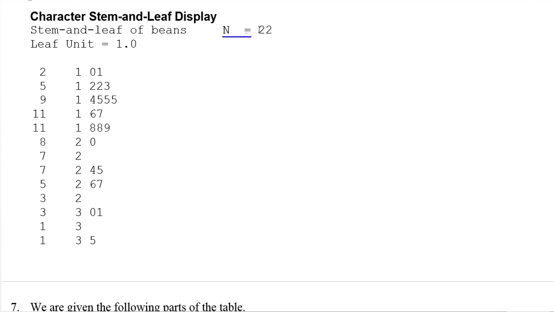It also gives you a total count here, n equals 22, and it has some extra information over here on the left, and let me just explain this. This one says there are 2 at this level or below. This is 5 at this level or below. See, if you add those, there's 5. 9 here or below. And this says 11 there or below.